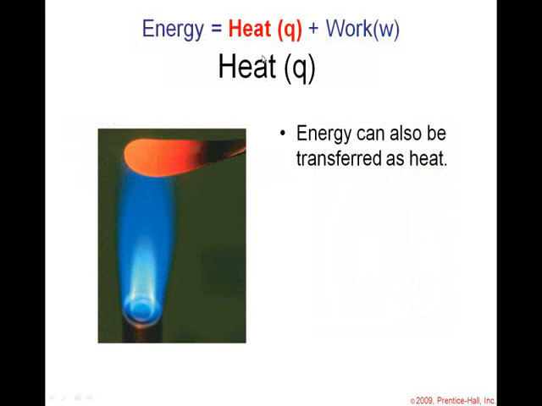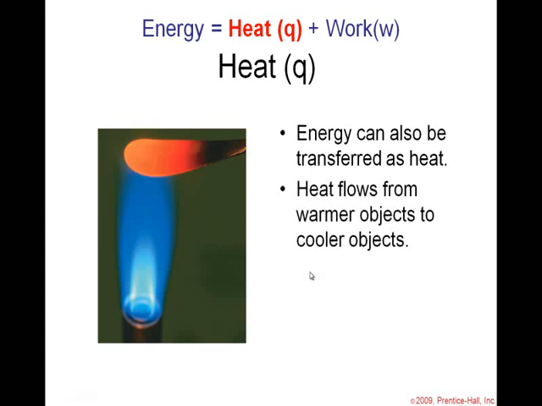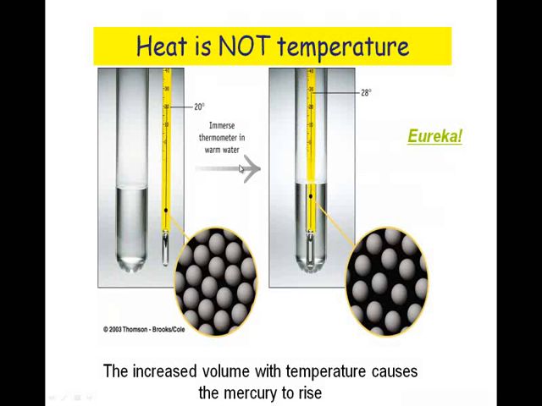The other component of energy is heat. We call it Q. It's the other way of transferring energy. Here we have a Bunsen burner heating a metal paddle, and the heat is being transferred. Heat always flows from warmer objects to cooler objects. So even though you might think that when I throw ice cubes into my drink that I'm adding coldness to the water, in fact the warmness from the water is moving into the ice. It always moves from warm to cool or hot to cool.